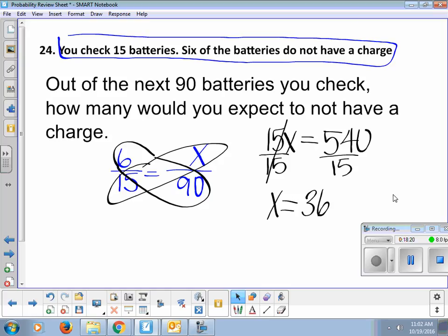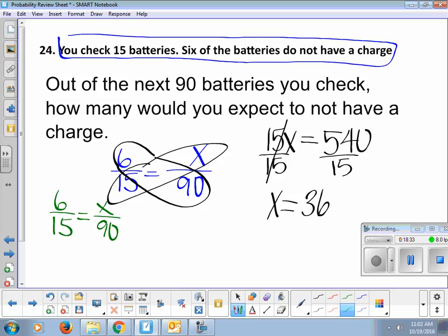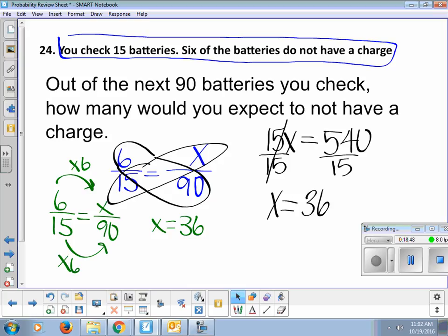What I just did is I figured out that 15 times 6 equals 90. Yeah, so that works. So if you had 6 over 15 equals x over 90, you can evenly go from 15 to 90 by multiplying by 6. So if you do the same to your numerator, 6 times 6, it gives you x to equal 36. Either way works, as long as you show your work.